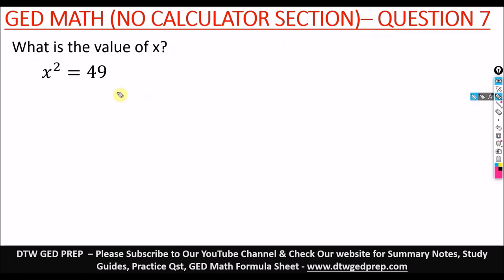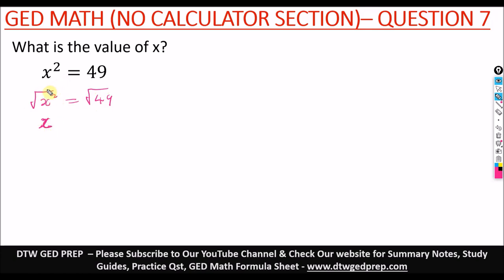So we have question 7. It says, what is the value of X? So in this question, you can see X here has a power of 2. All right. When you have something like this, either a power of 3 or a power of 2, what you do is you square root both sides. So you square root X squared and you square root 49. The square root of X squared would give you an X.